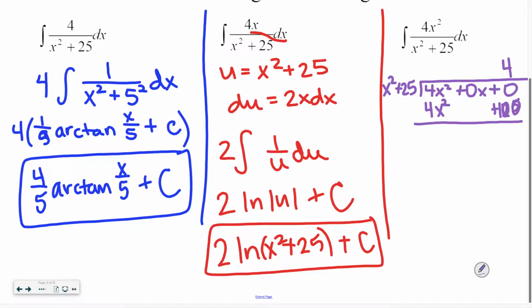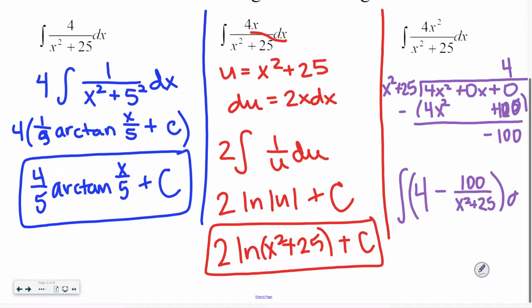Okay. And then what do we do with these? We subtract them, so we have negative 100 over x squared plus 25. So our mixed number is 4 minus 100 over x squared plus 25. Well, this isn't technically a mixed number, because we're working with polynomials here, but the idea was right. 4 plus remainder over divisor. Our remainder is negative, so there it is.